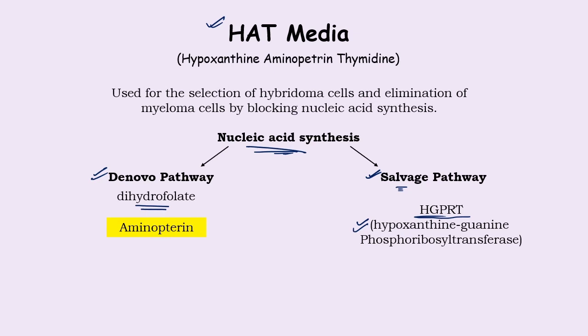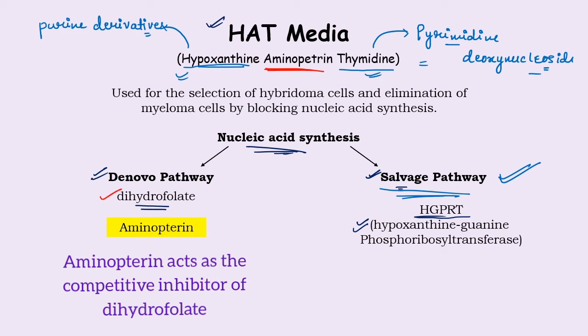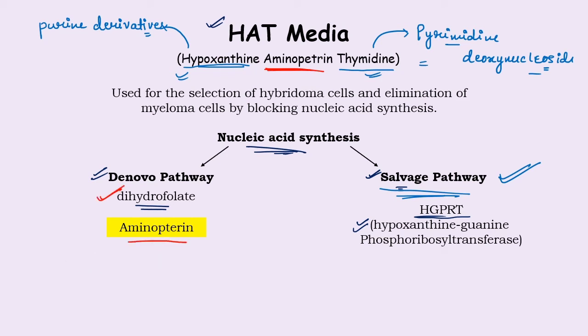Okay, now let's understand the composition of HAT media. HAT media has hypoxanthine. Hypoxanthine is a purine derivative. Okay, it has thymidine. Thymidine is a pyrimidine deoxynucleoside. Okay, so these two things, thymidine and hypoxanthine, act as raw material for the salvage pathway. So basically, HAT media promotes the salvage pathway. Now the third component is aminopterin. It inhibits dihydrofolate reductase. Okay, so aminopterin basically blocks the de novo pathway.